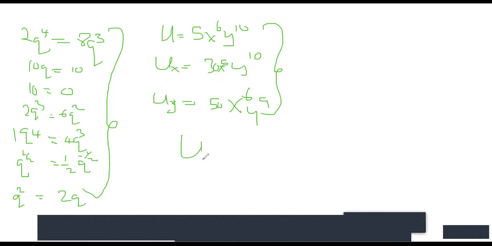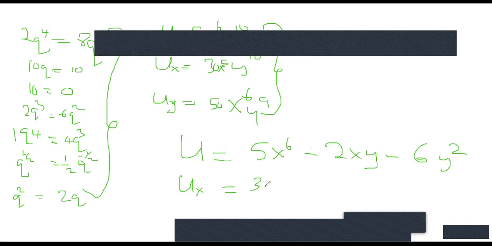Yes, Mr. Collins. Let's try together now. 5x⁶ minus 2xy minus 6y². So let's differentiate with respect to x. Only dealing with x. What do we get here? 30x⁵. Then here, the y is a dummy. So when you differentiate 2x, it is 2. Here there's no x, so it is a 0.